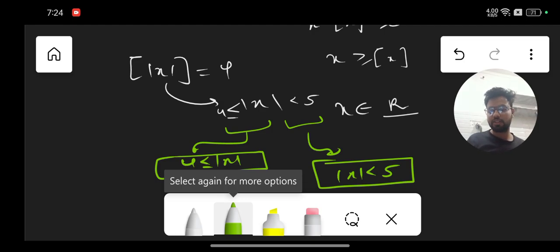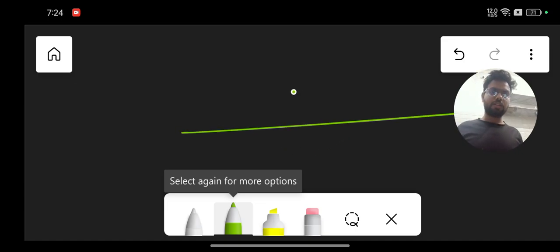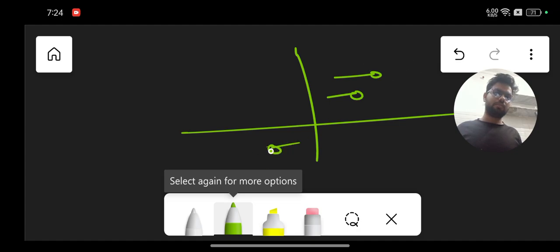Now let me discuss the fractional part function. This is not a big function, a very small function we are discussing here. Greatest integer function is clear. We forgot to draw the graph. The graph will look like that. Okay, now the greatest integer function is clear.